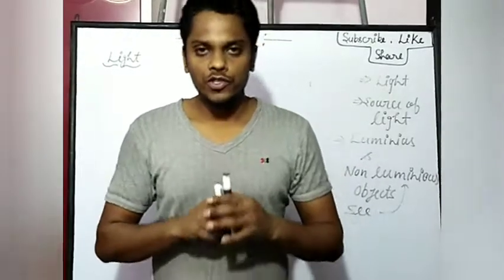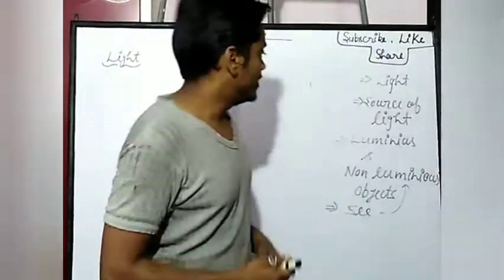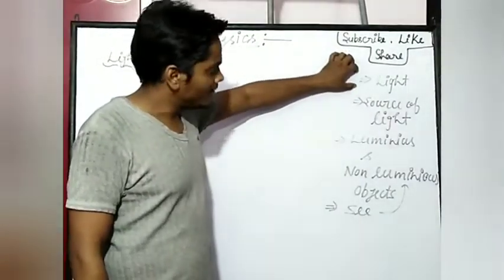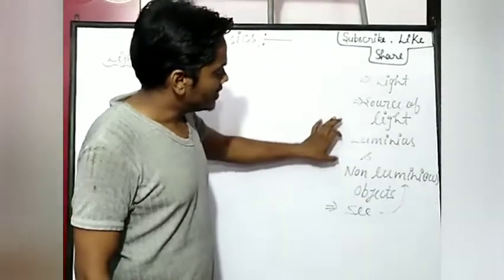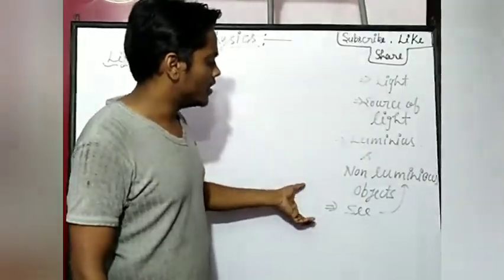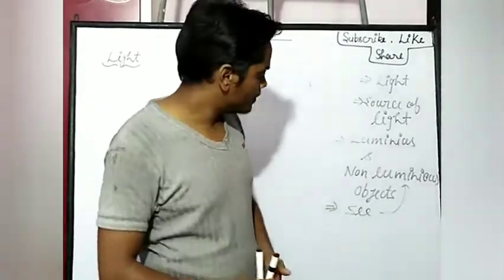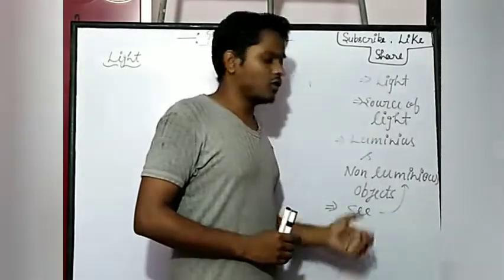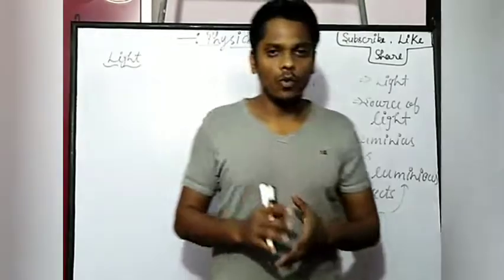Today we are going to start a new chapter, that is light. In this chapter we will cover, first of all, what is light, what are the sources of light, luminous and non-luminous objects, and how can we see non-luminous objects. For now these are the topics which we will cover. So first of all, what is light?